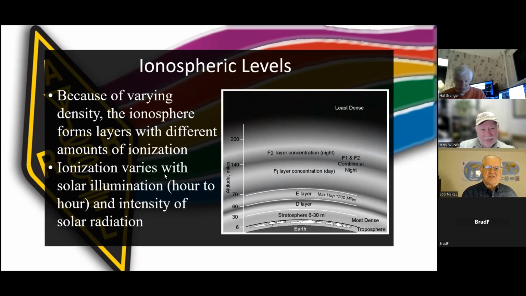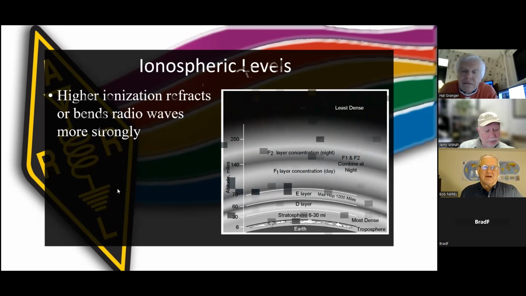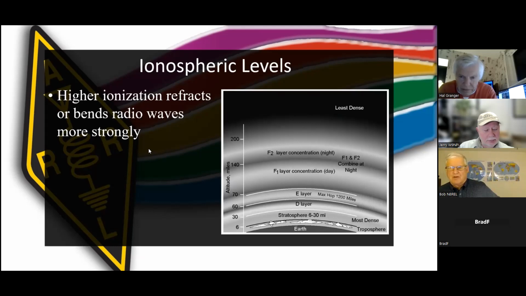And yes, ionization varies with solar illumination hour to hour. That's why, depending on the hour of the day, some bands work and some don't. And that's the big thing. Higher ionization refracts or bends radio waves more strongly. So the more ionized the atmosphere is, the easier it is for radio waves to bounce off the ionosphere.